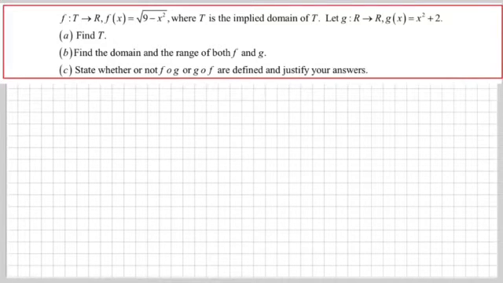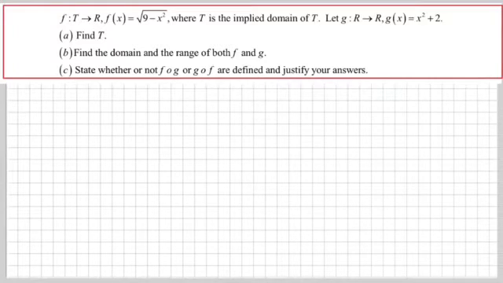Hi guys, we're going to have a look at a composite functions question. Isn't that really great? Haha, because they're sometimes very poorly understood. This one's a beauty, so it should help us to really understand how these things work, okay? So what have we got?